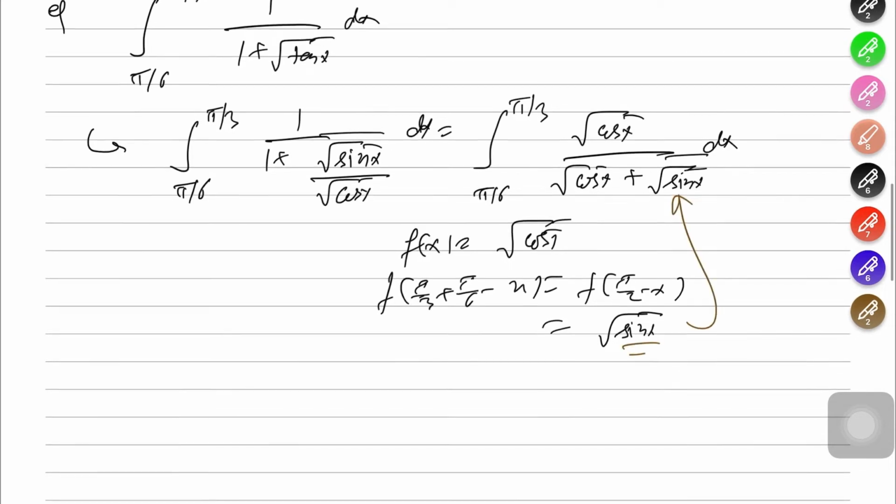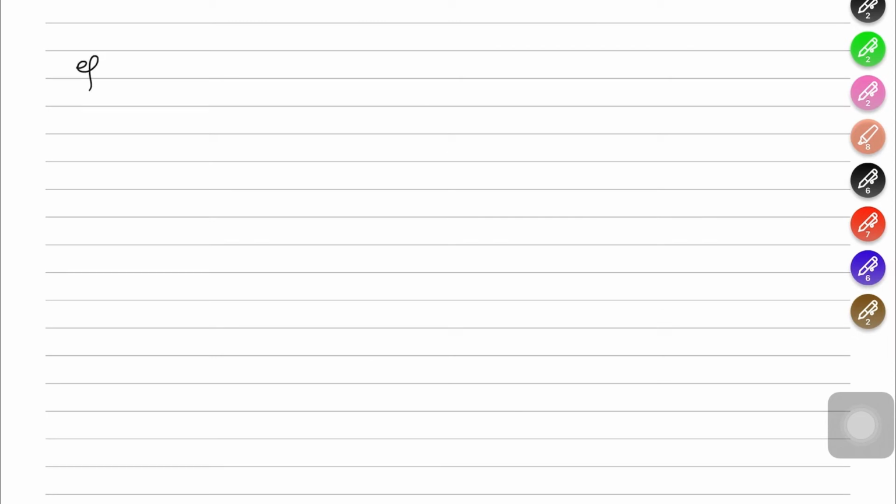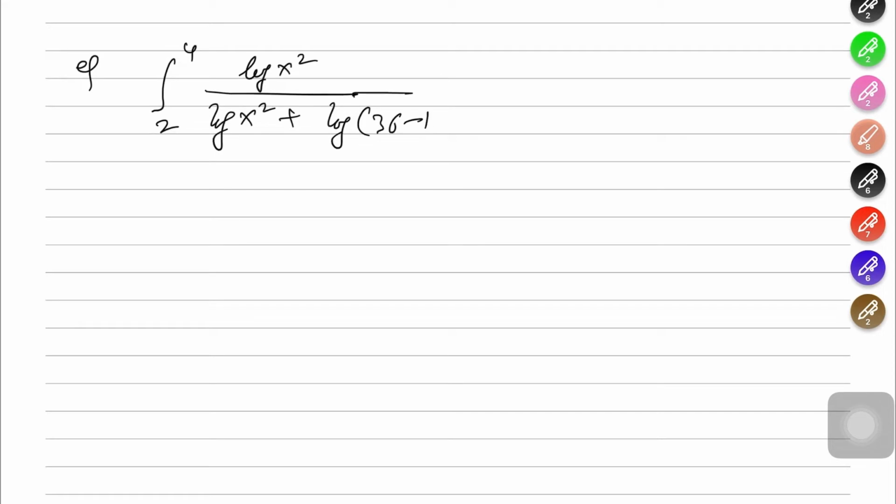So directly we can write the answer is, again, pi by 3 minus pi by 6, divided by 2, that is pi by 12. Okay, let's take one more very good example, a little bit different. The integral from 2 to 4 of log of x square upon log of x square plus log of (36 minus 12x plus x square) dx.